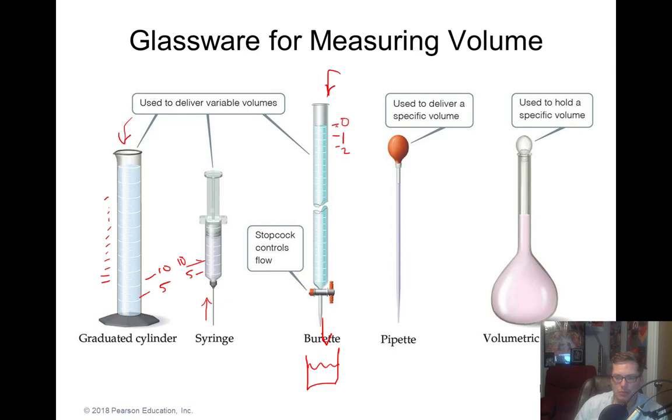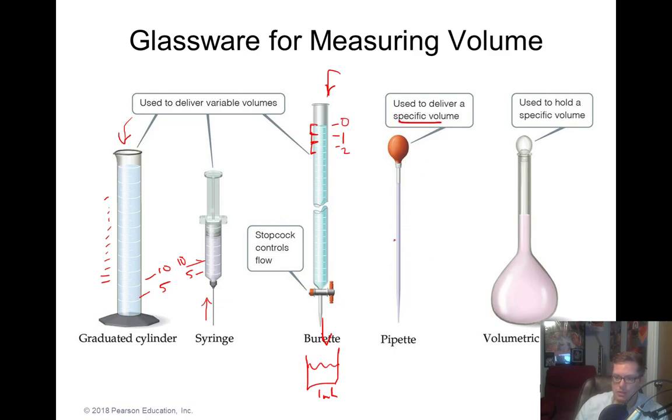And so when this liquid level reaches 1 milliliter, we know we've added 1 milliliter down here. When it's gone down to 2, we know you've added 2 milliliters to the bottom solution, 3, etc. All right, so those are graduated. The next two are used to deliver a specific volume.